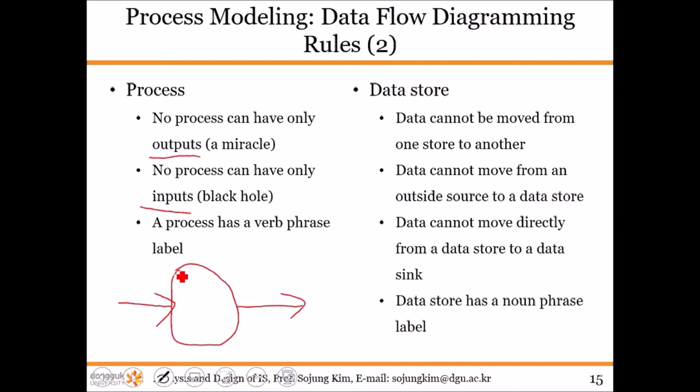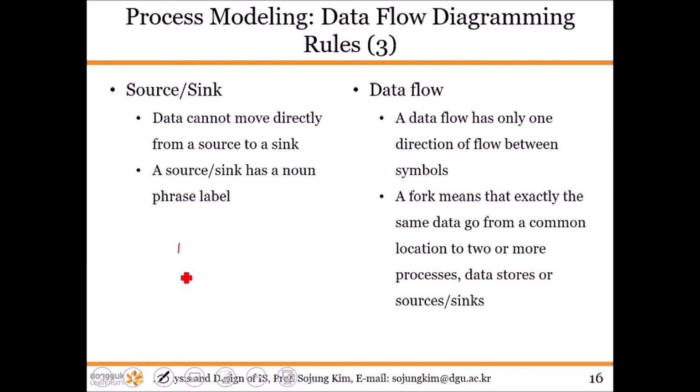Okay, data store. Once again, data cannot be moved from one store to another. You cannot send something from one data store to another without a process, right? Data cannot move from an outside source to a data store. Data cannot move directly from the data store to the data sink. And a data store has a noun phrase label.